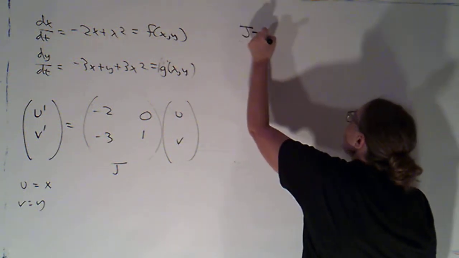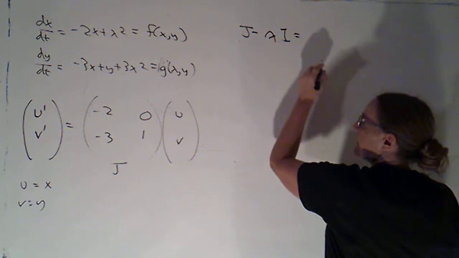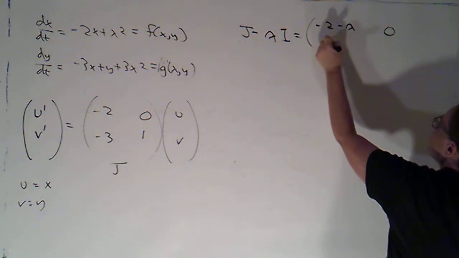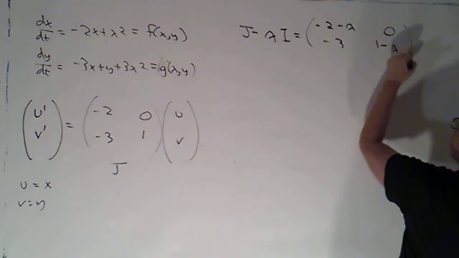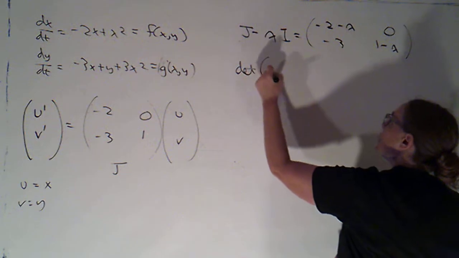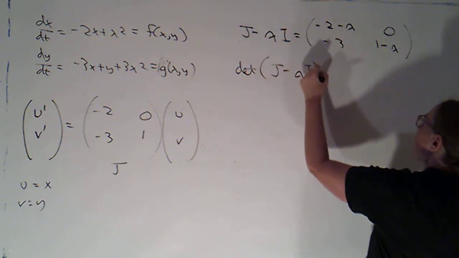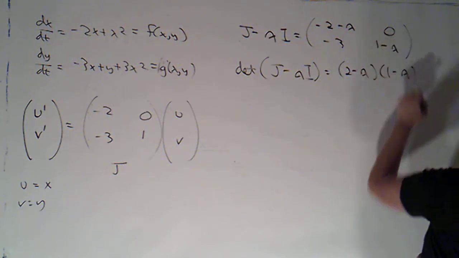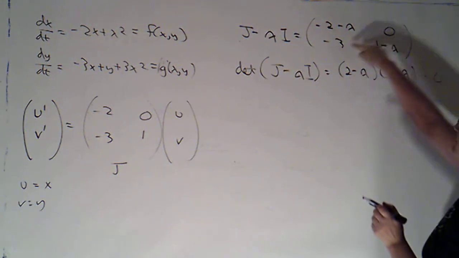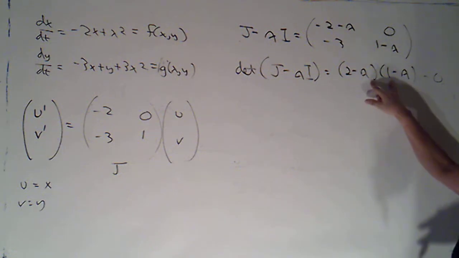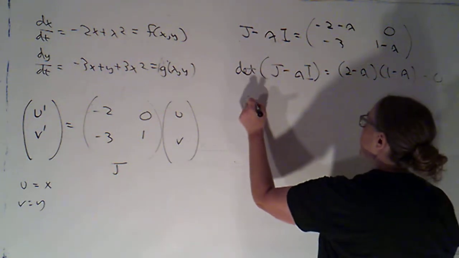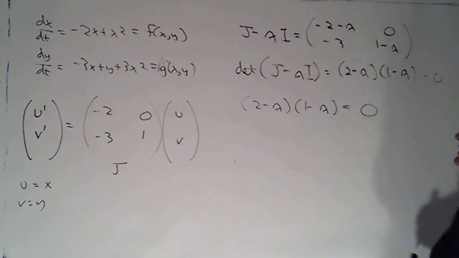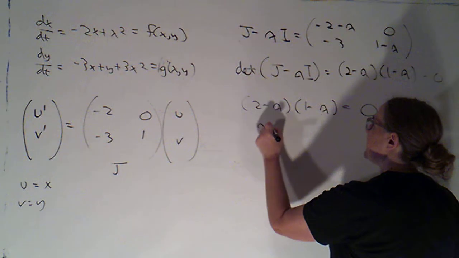So if I look at J minus lambda I, that's going to be negative 2 minus lambda, 0, negative 3, 1 minus lambda. If I take a look at the determinant of J minus lambda I, that's going to be negative 2 minus lambda times 1 minus lambda minus just 0, which is great. So I'm not going to multiply that out because my characteristic equation then is just that this product is equal to 0. But that tells me that lambda is negative 2.